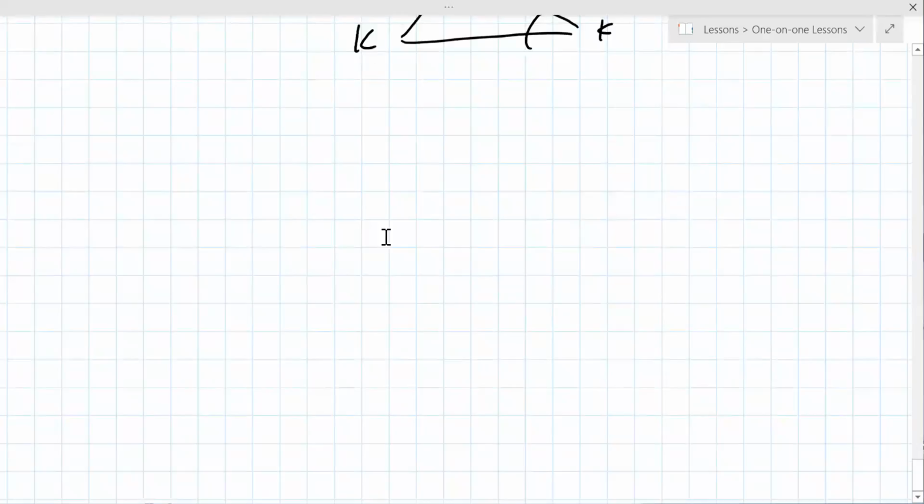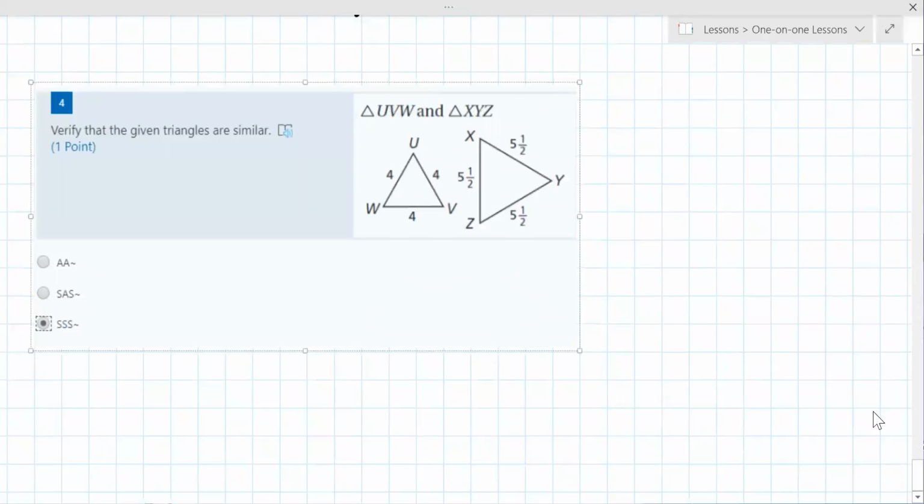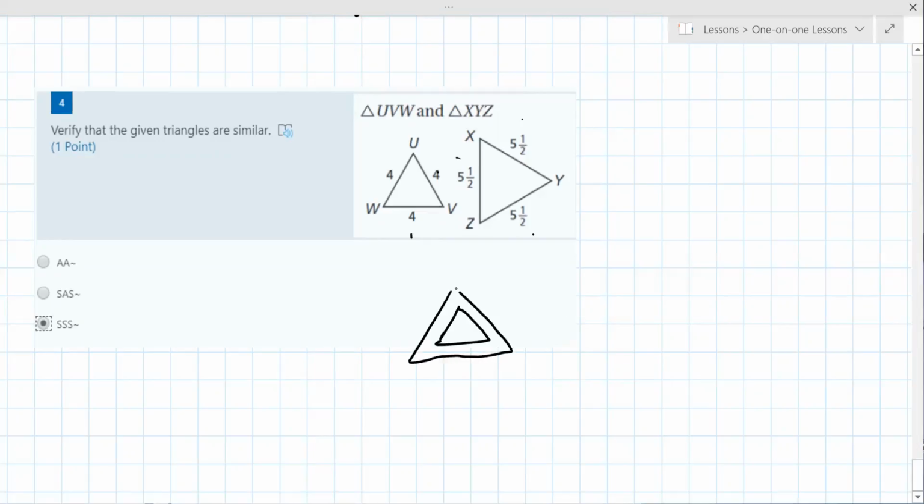All right. So number 4 here. What I see, and what you probably see down here already, is that these three sides are the same, and these three sides are the same. So this is the case when you have something really nice that looks like that, and then something kind of around it that's the same thing. So this is absolutely correct. Side, side, side.